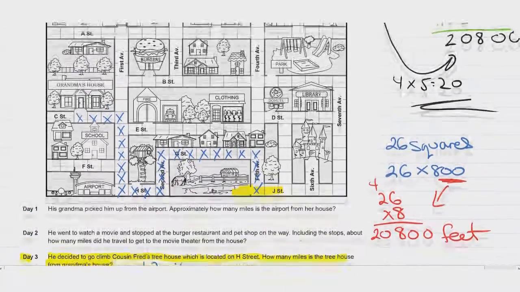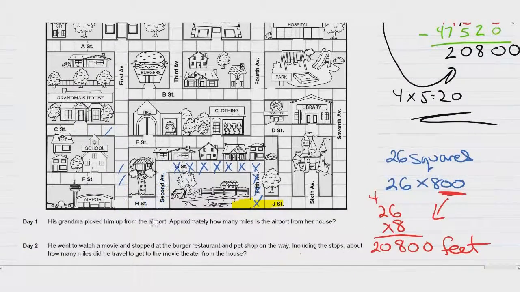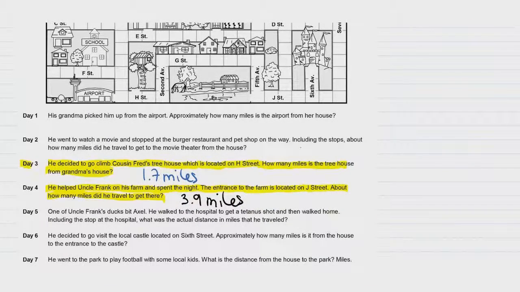Let me clean this up really quick before we start day 5. Day 5 says, one of Uncle Frank's ducks bit Axel. Crazy ducks. He walked to the hospital to get a tetanus shot and then walked home. Including the stop at the hospital, what was the actual distance in miles he traveled?